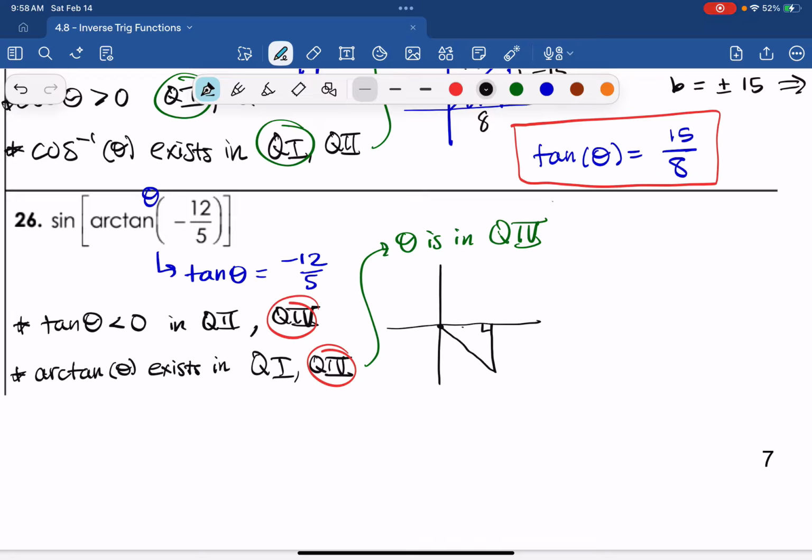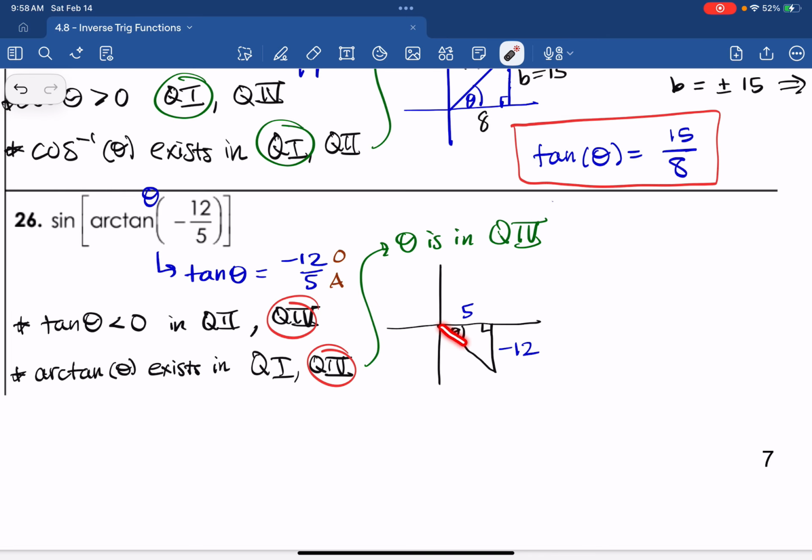And theta is in the corner. So when I label my sides, we know that tangent is opposite over adjacent. So the opposite side is going to be length -12, and the adjacent side is going to be length 5. So now I need to figure out what is the length of the hypotenuse here.